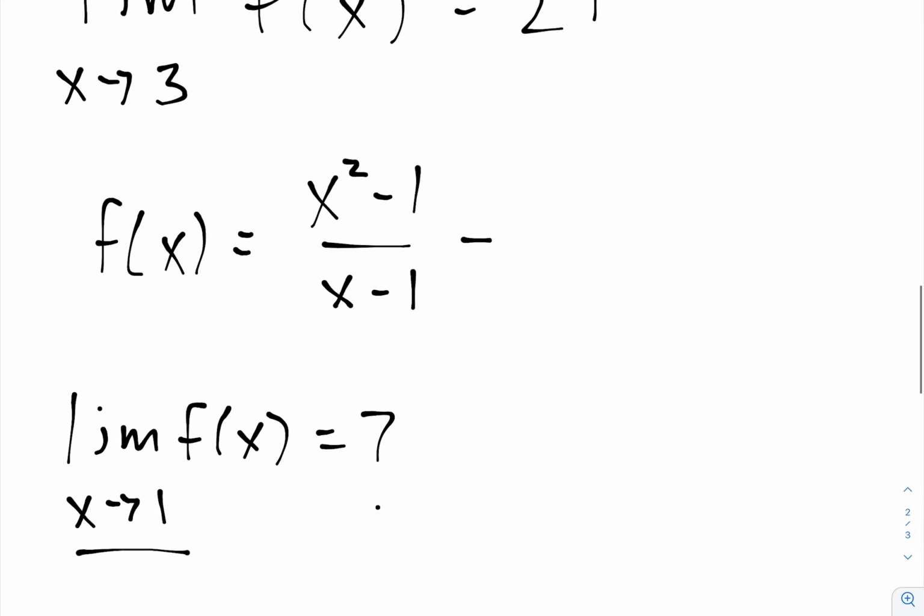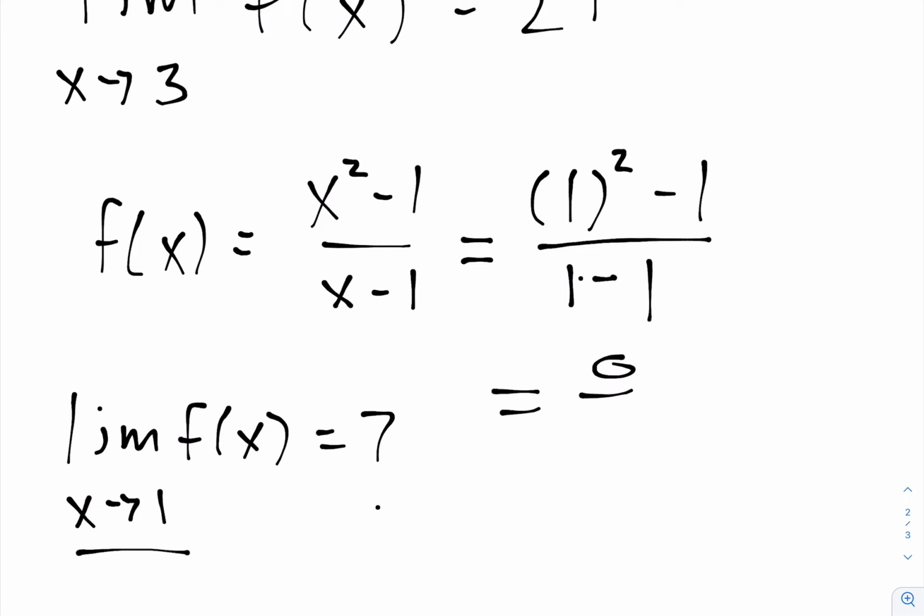If we plug in 1 for x, we get 1 squared minus 1, so that's 0, over 1 minus 1. So we get 0 over 0. Some people might think that this is 0, but anytime we divide anything by 0, that's going to be an infinite, a non-real answer. So this is undefined.